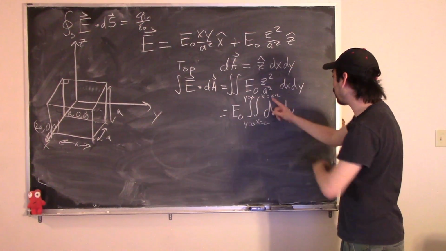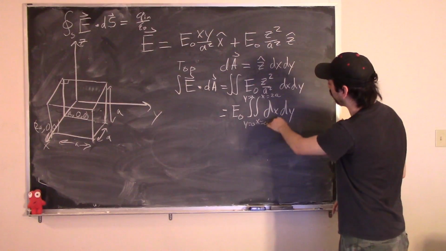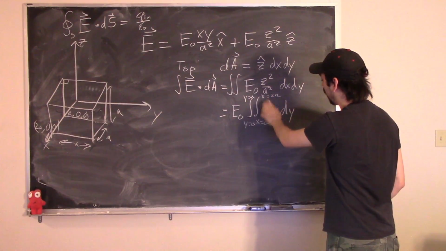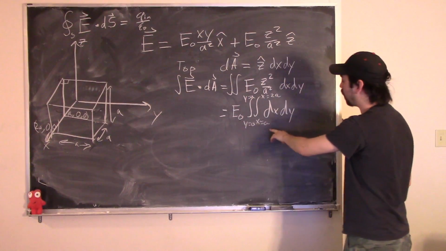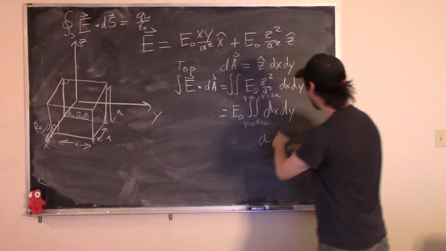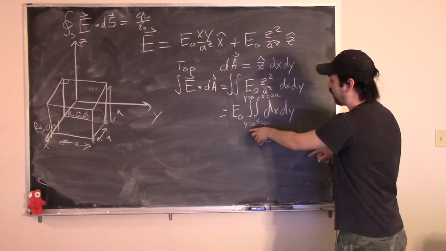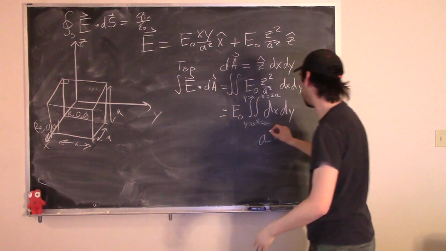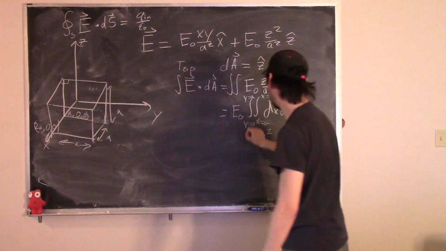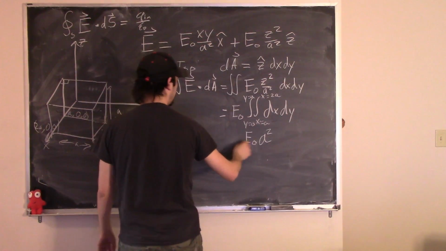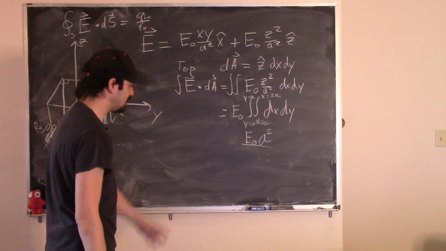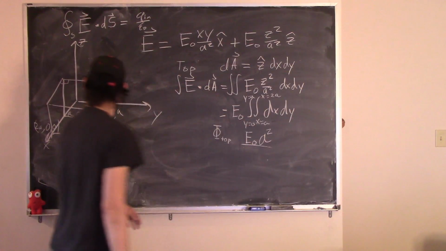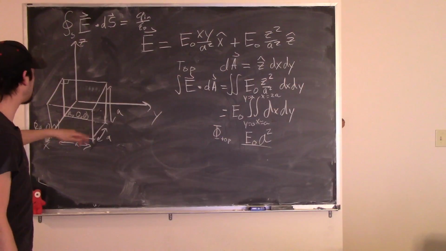Okay. So now when we evaluate this integral, what we're going to get for x is just going to be x evaluated from a to 2a. So it's going to be 2a minus a, and so that's going to give me an a here. And then the integral of dy evaluated from 0 to a is going to give me another a, so this is going to be a squared. And so our flux out of the top is just going to be E0 a squared. And so this is phi top.